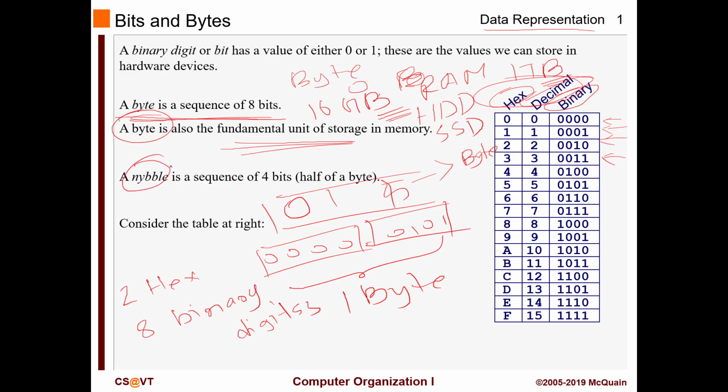Another word or jargon we are going to use is nibble. We're not going to use it that much. A nibble is basically half a byte, or 2 nibbles equals 1 byte. So this is a nibble, this is a nibble. I hope that makes sense.